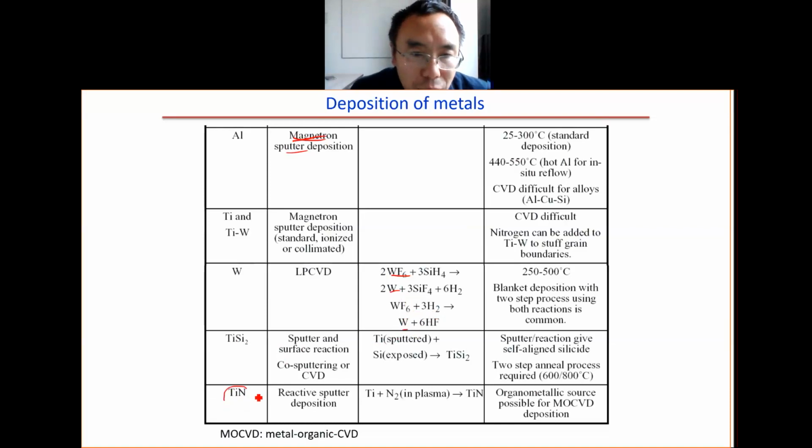For titanium nitride, we use reactive sputter deposition. That means the target material is titanium, but we add nitrogen into the argon. So we have argon, we also add some nitrogen in the plasma, and we form titanium nitride. This is called reactive sputtering because we have a chemical reaction here.